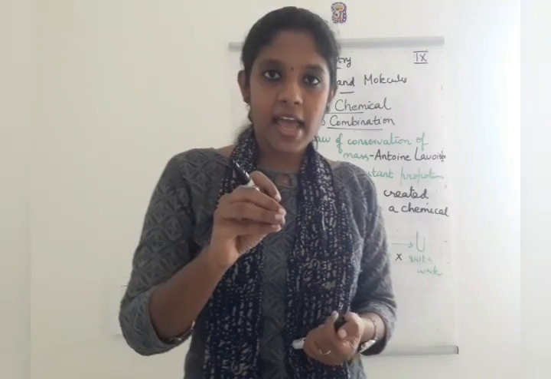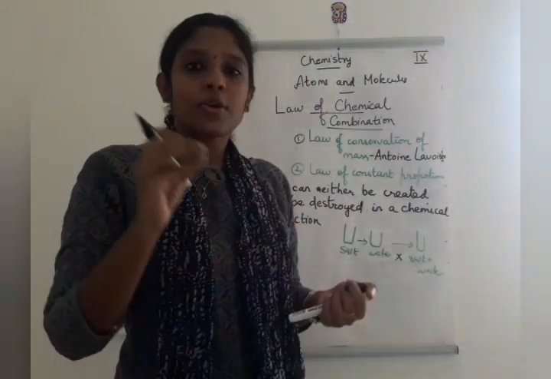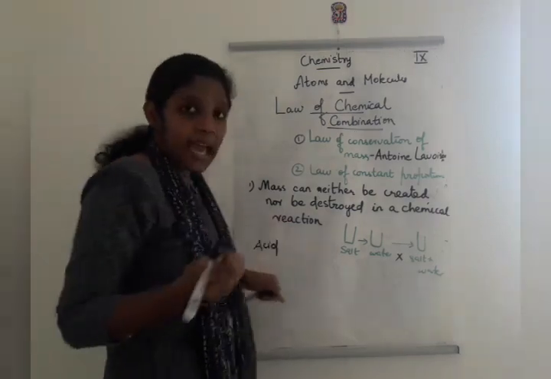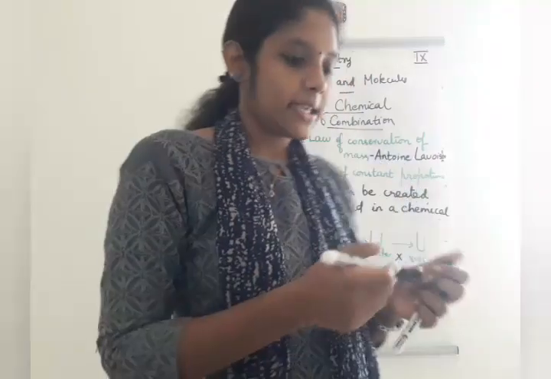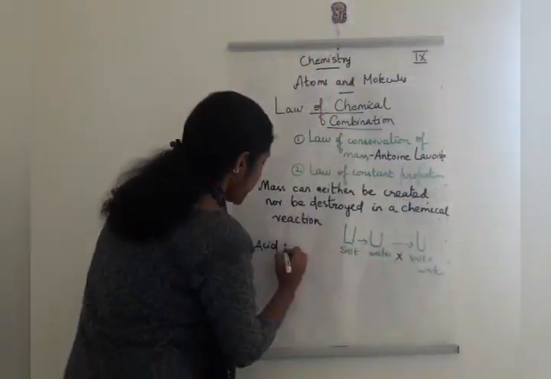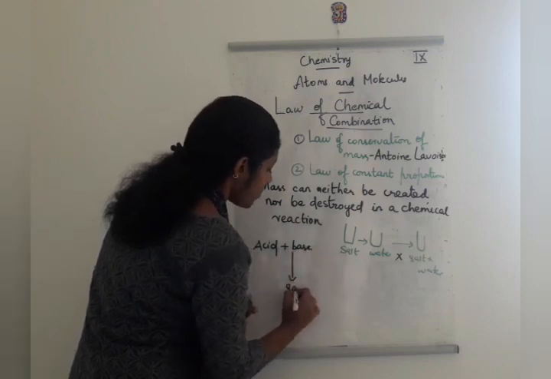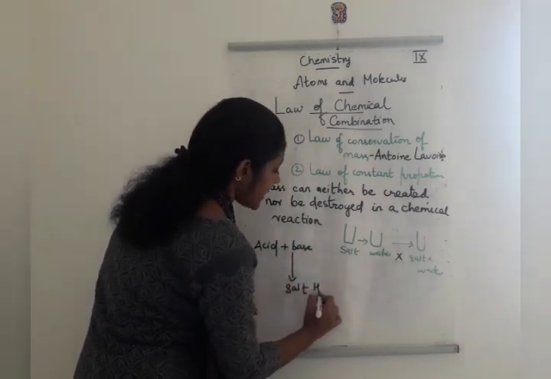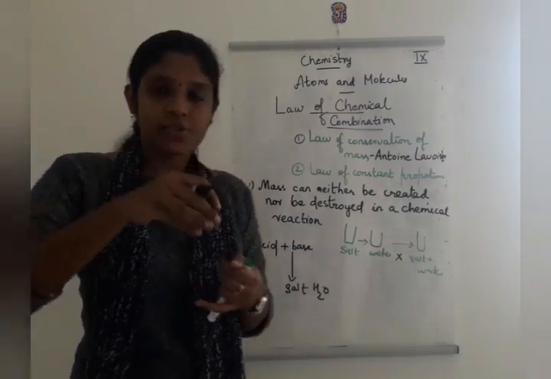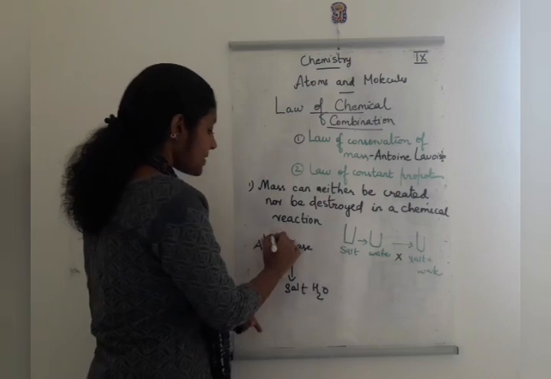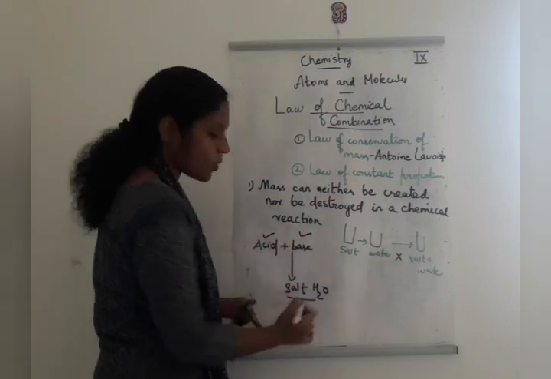But in a chemical reaction, for example, you are adding an acid, any acid, you can take any acid, you know what an acid is. You are adding acid plus any base, and you will get a product which is salt water. So you are adding acid and base into a test tube and you are getting a product which is called salt water.